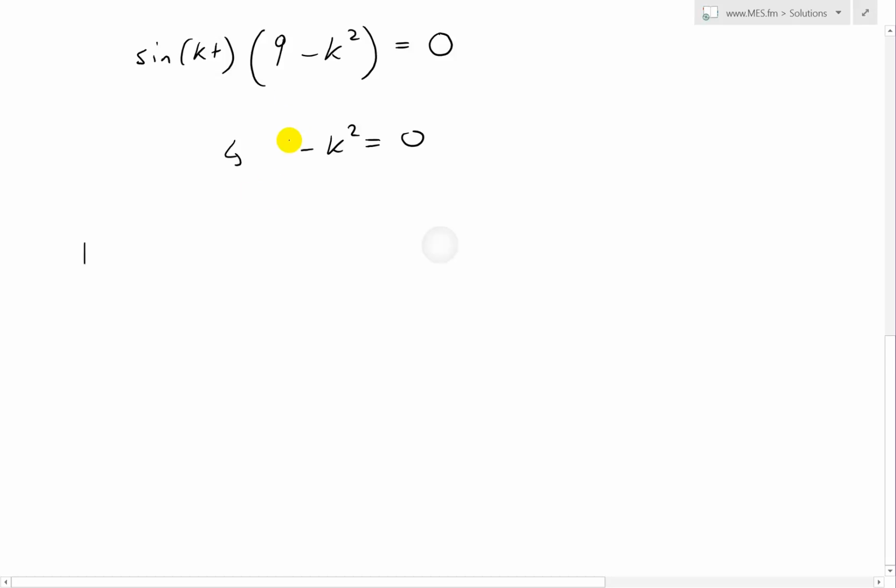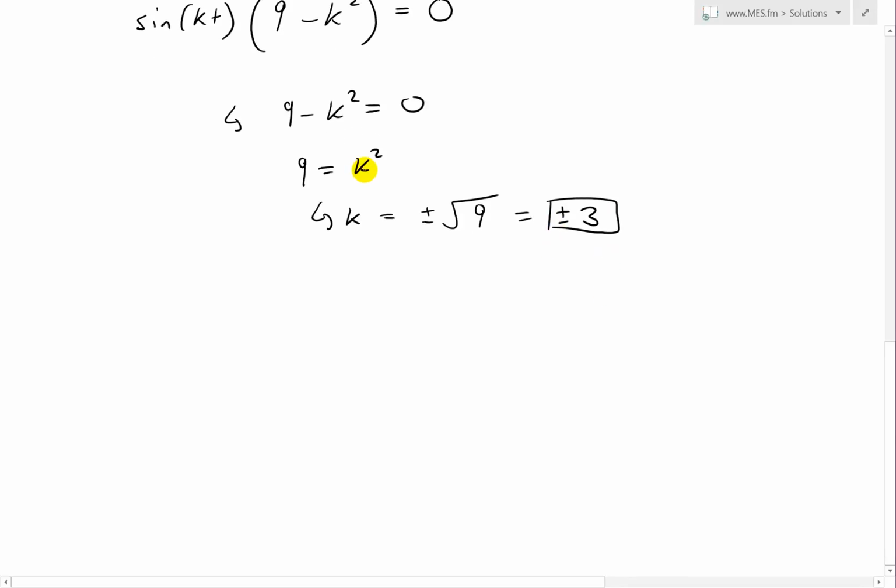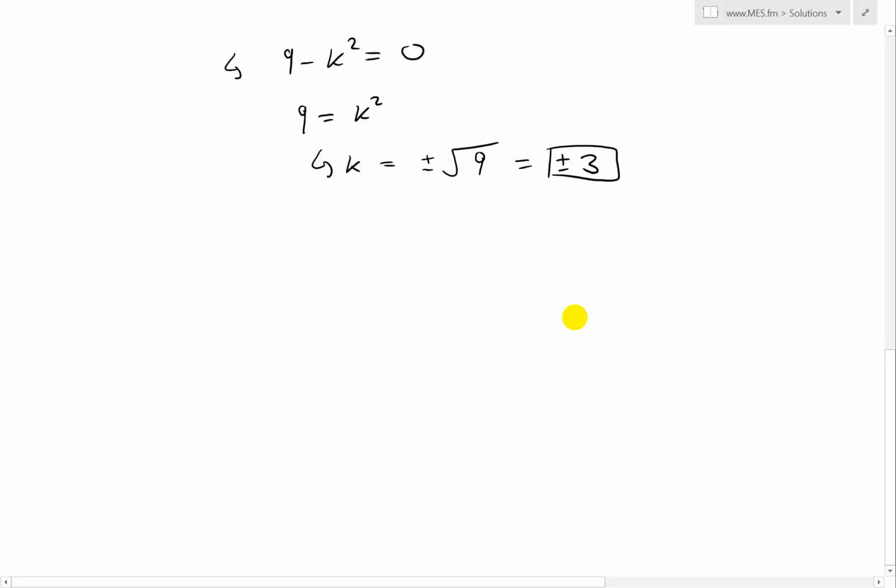So let me just write this one time neater. Solving for k, we have 9 equals k squared, just move it to the other side, and then take the square root of both sides. We have k equal to plus or minus the square root of 9, which equals plus or minus 3. You have to do plus or minus because k could be negative or positive, and it always becomes positive when you square it. So that is our k values.